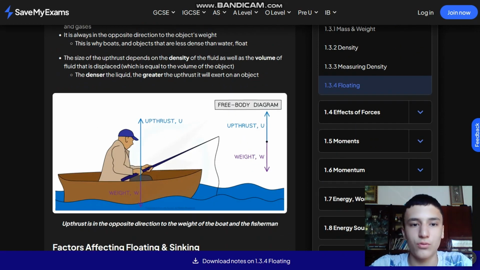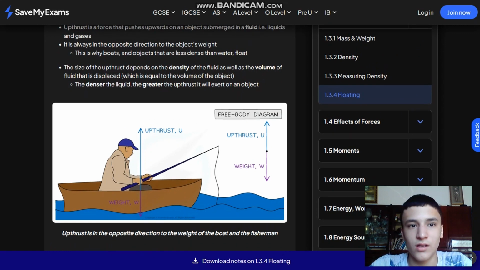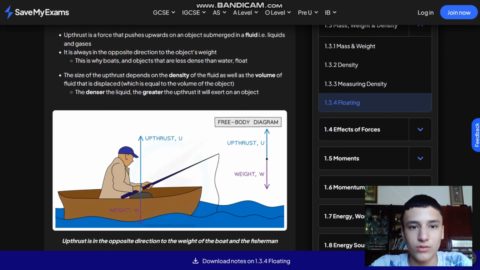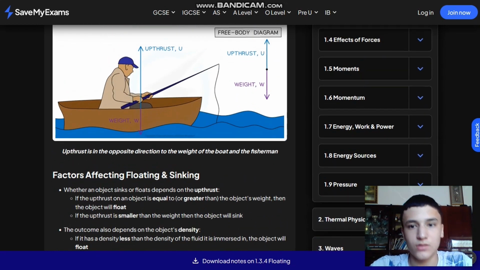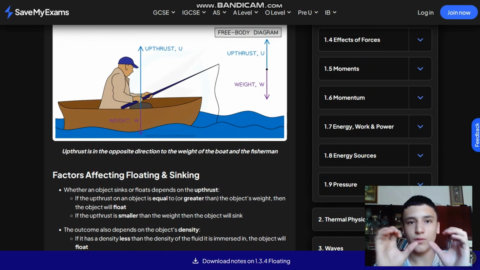This is why boats and objects that are less dense than water float in the water, and denser ones will sink. So the main thing here is that we need to compare two things: the density of the object and the density of the fluid. If the object is more dense than the fluid, it sinks. Otherwise, it floats.